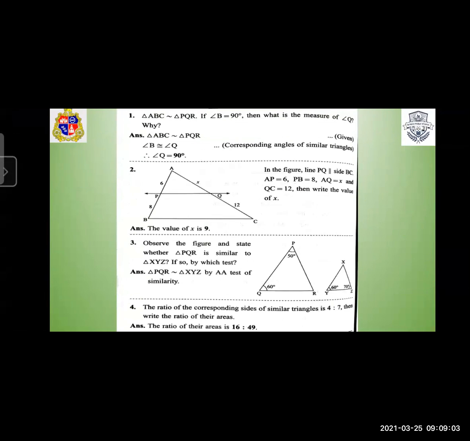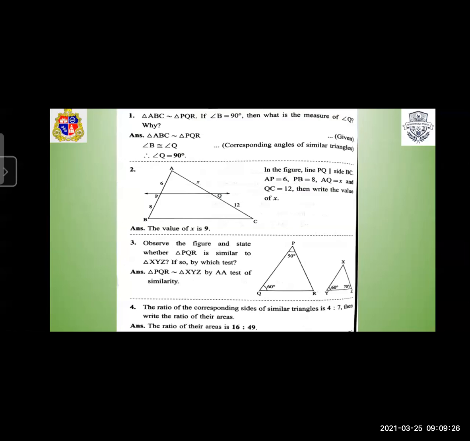Now here 1 mark question, that is 2-step solution answers. First one, triangle ABC is similar to triangle PQR. B is equal to 90 degrees. Then what is the measure of Q? If two triangles are similar, ABC similar to PQR, that means B is equal to Q. B is 90 degrees, then automatically C is also equal to Q is also equal to 90 degrees. Question number 2, simple 2-step solution. On this 2-step solution, you get 1 mark.